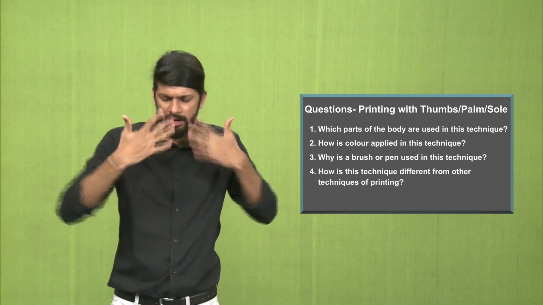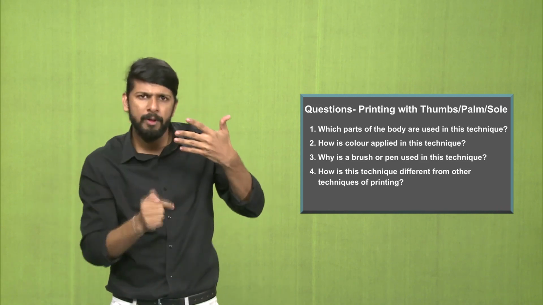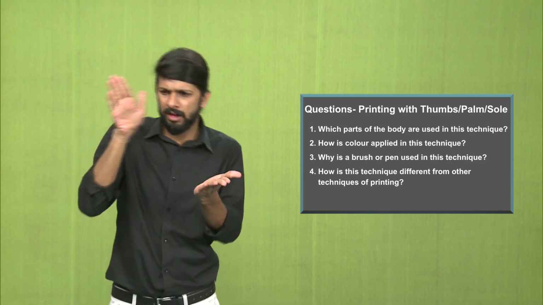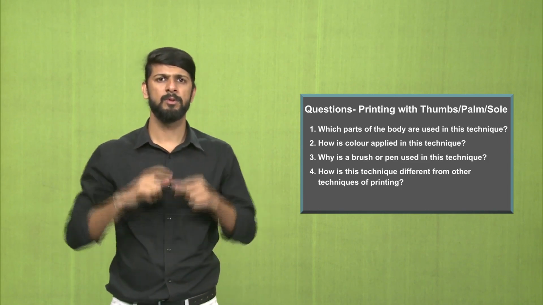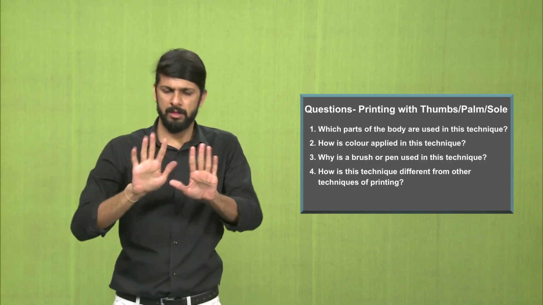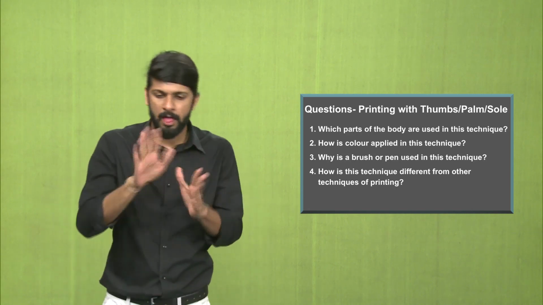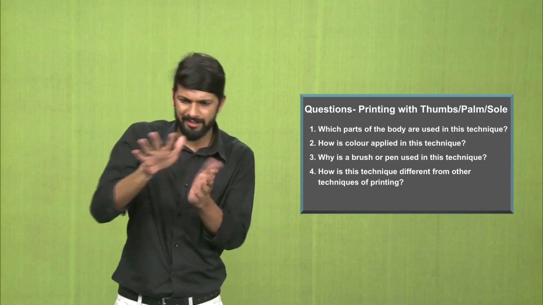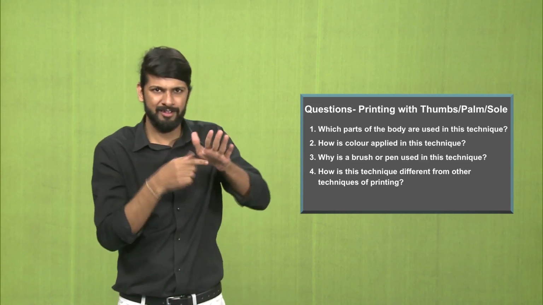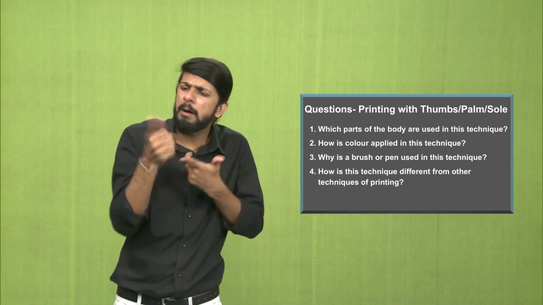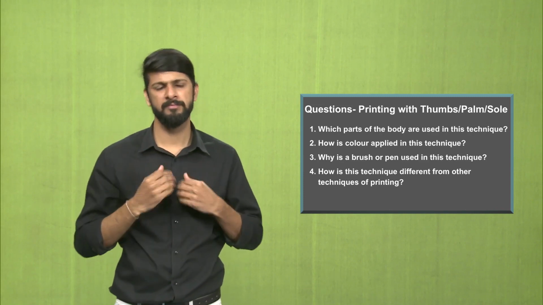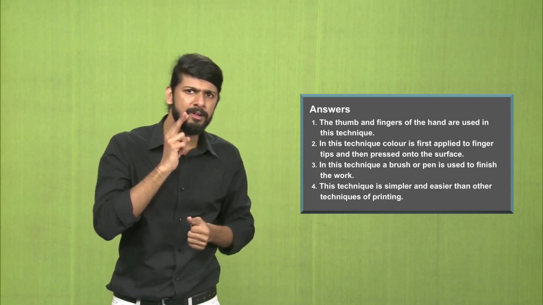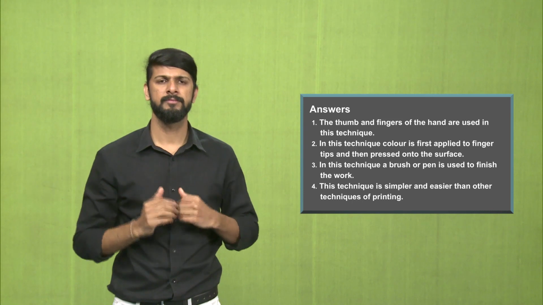Questions related to printing with thumbs, palms, sole, fingers. Question 1. Which parts of the body are used in this technique? Question number 2. How is color applied in this technique? Question number 3. Why is a brush or pen used in this technique? Question number 4. How is this technique of printing different from the other techniques of printing, like printing with vegetables or printing with blocks?